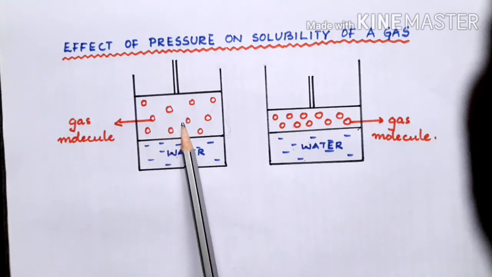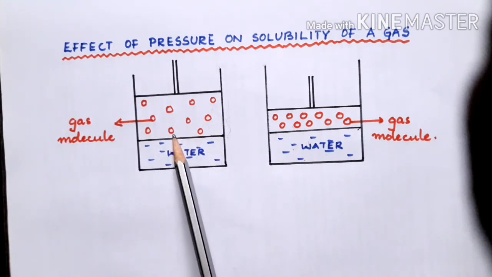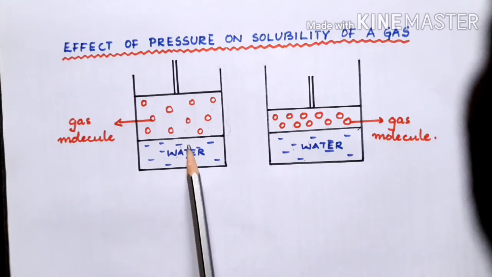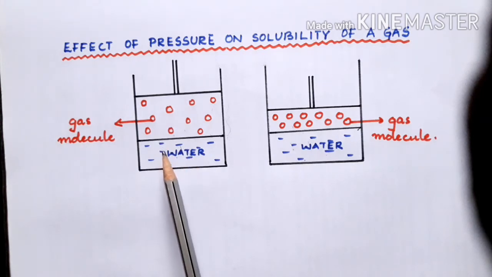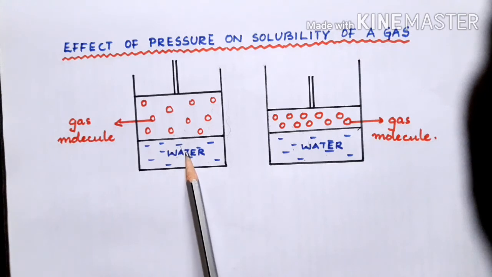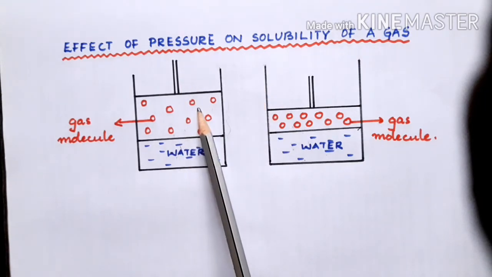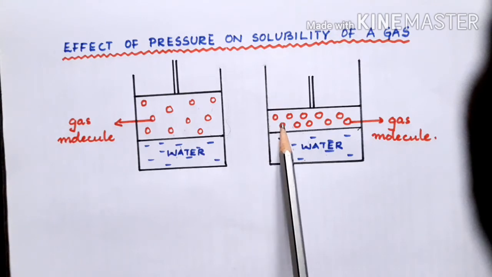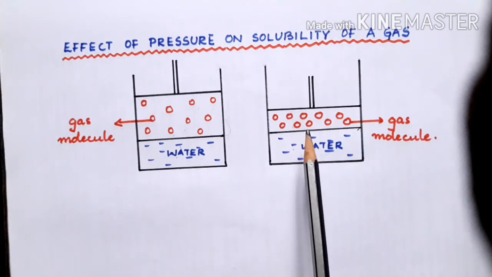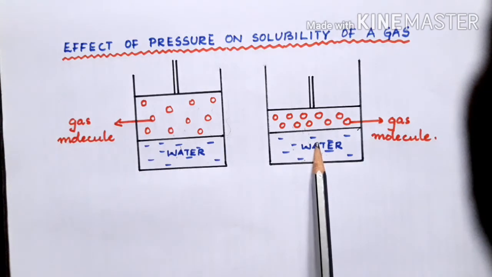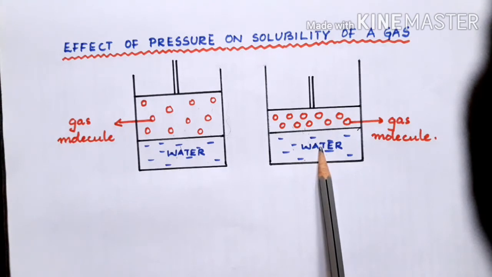That means the number of molecules per unit volume available is lesser. So collisions are lesser. So there is less contact with the surface of the water, and that results in less solubility. But when we lower the piston, that is when we increase the pressure, the number of molecules per unit volume over the liquid increases, which increases the number of collisions, and so that results in more solubility of the gas in the liquid.